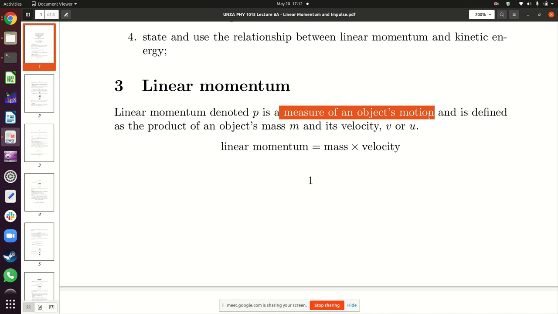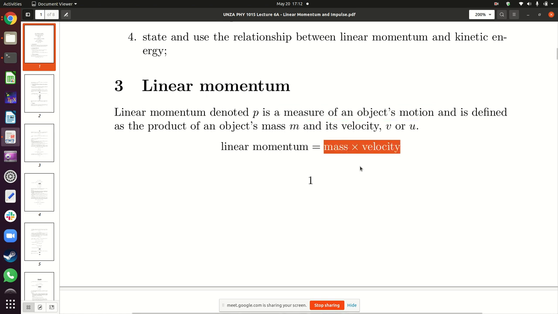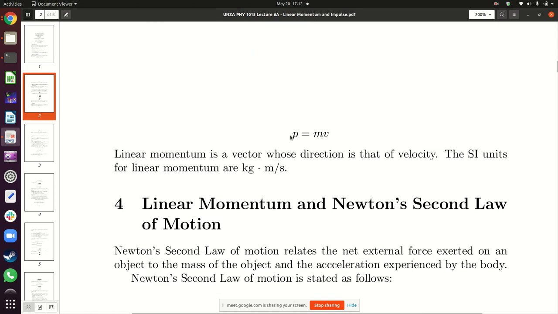So we are looking at the mass of the object, and we are also looking at the velocity of the object. We multiply the mass by the velocity, and what we get is what is called linear momentum. This is how we get it: p is equal to m multiplied by v. m is the mass of the object, and v is the velocity of that particular object. So as you can see, if an object has mass, that mass is the same. The only thing which can change in this case is the velocity of the object.